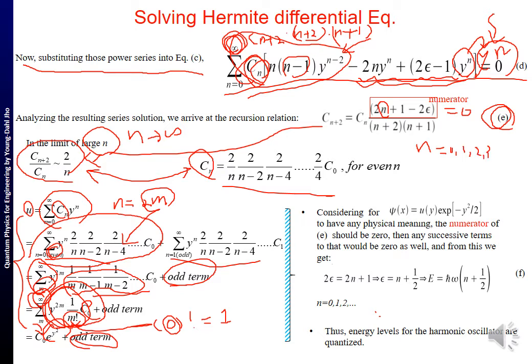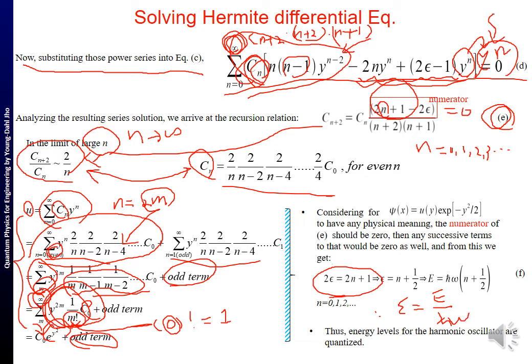Like this. So at some point epsilon should be the same as this one. So the numerator should be 0. So we have 2 epsilon equal to 2n plus 1, and now epsilon is equal to n plus 1/2. Okay, that's why, yeah, the definition of epsilon was this one.